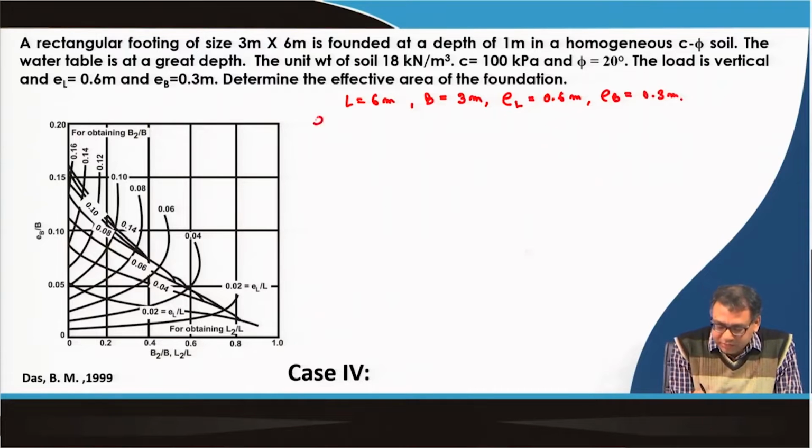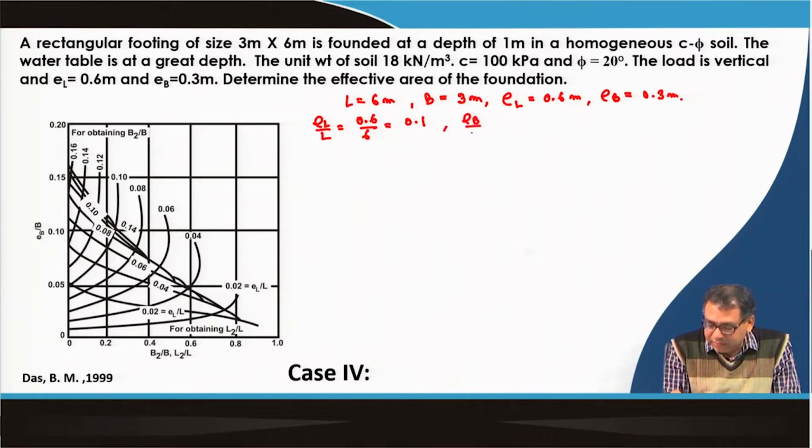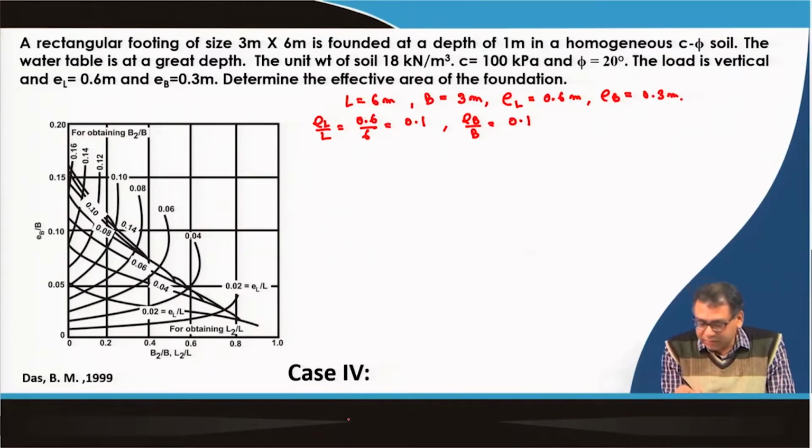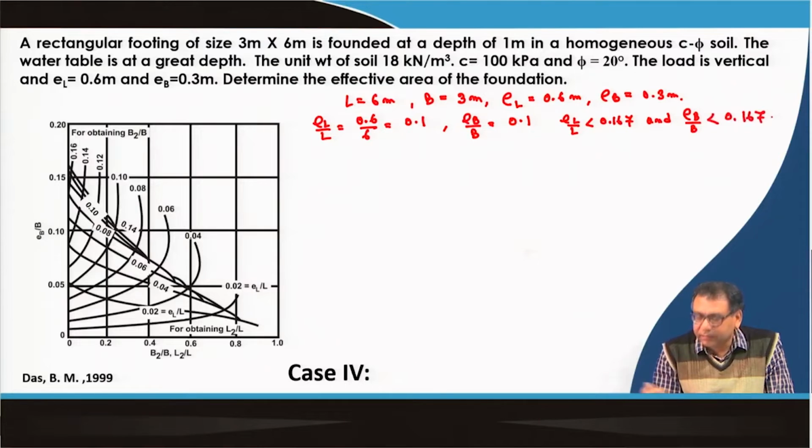Okay. So, now EL by L is equal to 0.6 divided by 6, which is 0.1, and EB by B is also 0.1. Okay. So, now the case is, both EL by L is less than 0.167 and EB by B is also less than 0.167. Okay. So, that means it is case 4.